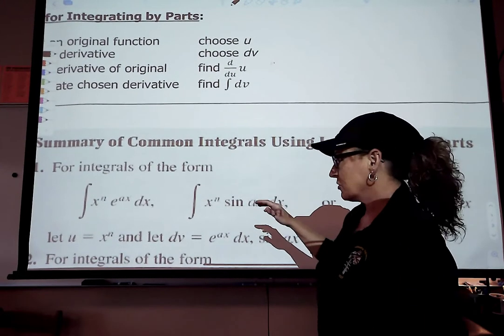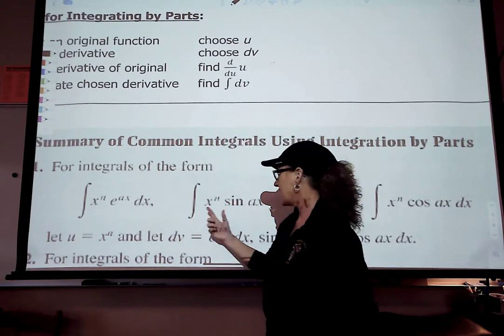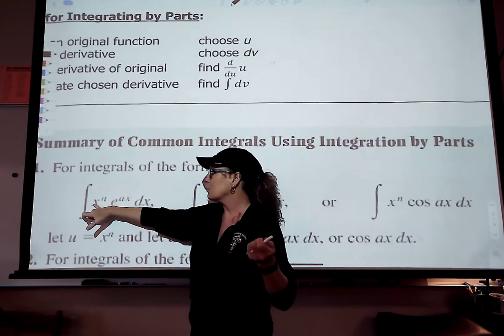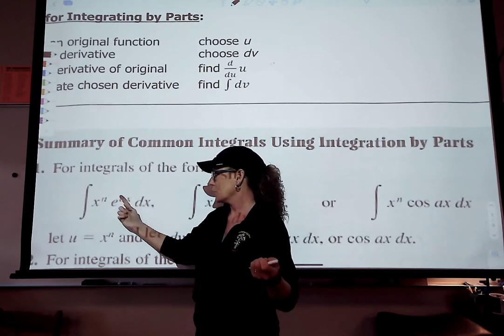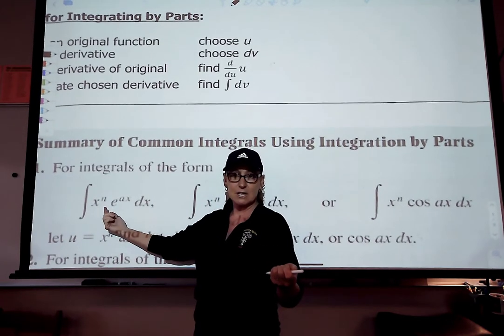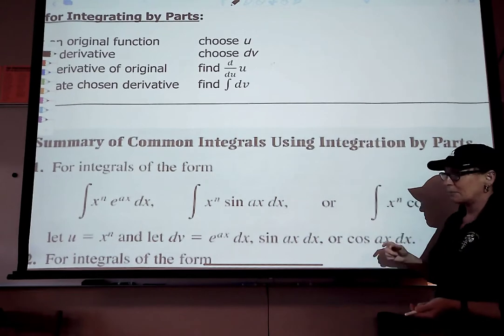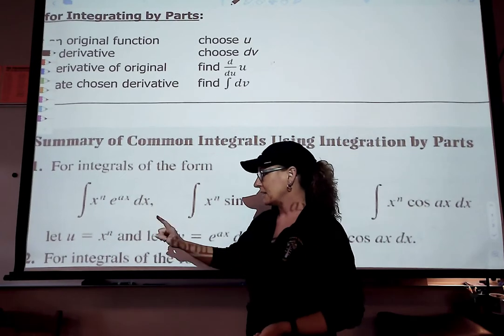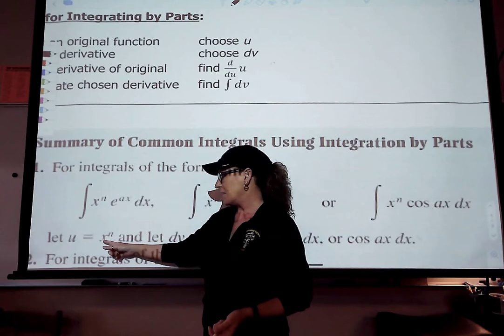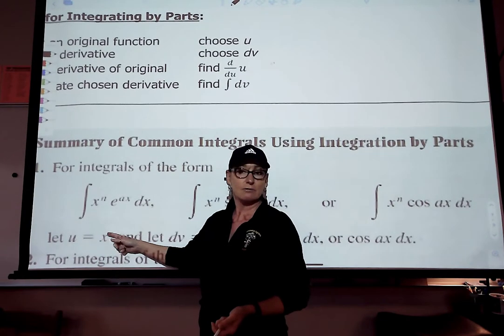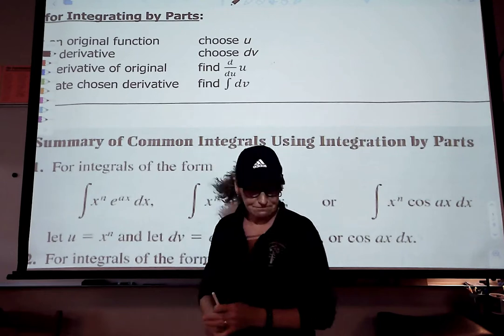If you're doing an integral of the form, now notice, each time we've got two things multiplied together. Anytime you have your variable to a power as one of the things being multiplied together, they're saying let u be that variable to a power. Let it be your x squared or your x to the first. That's what I told you yesterday.